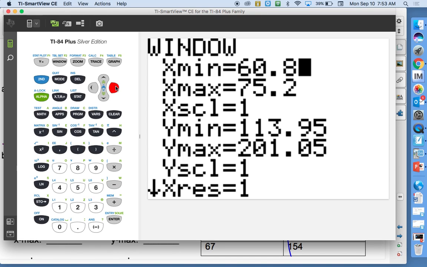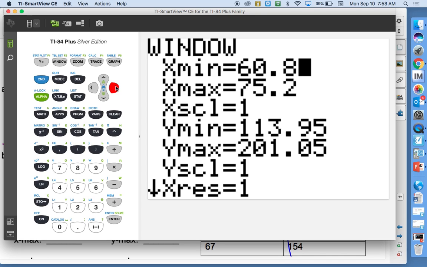So my minimum X value is 60.8. The maximum X value is 75.2. That's the values going left and right. So it doesn't start at 0. The one on the left is starting at 60.8. The one on the right is ending at 75.2.